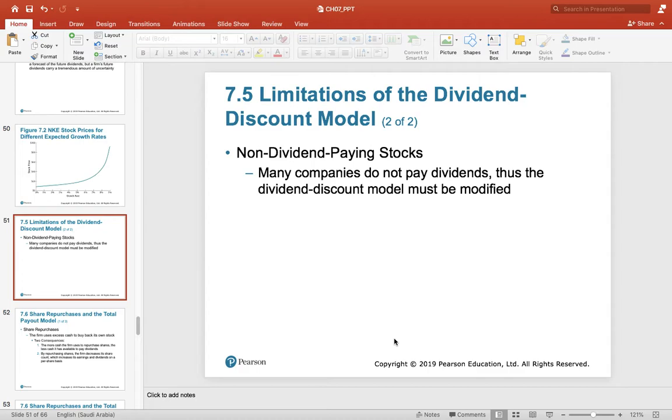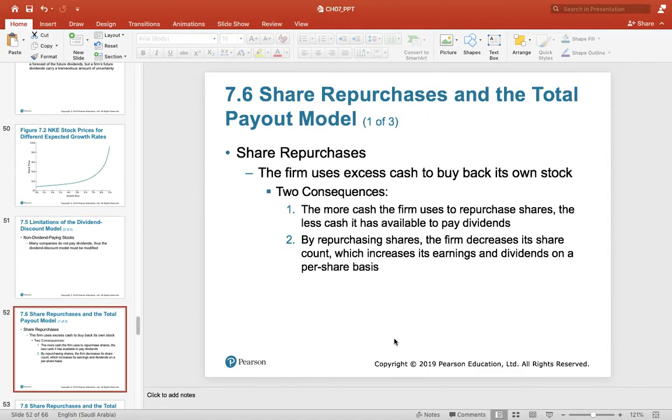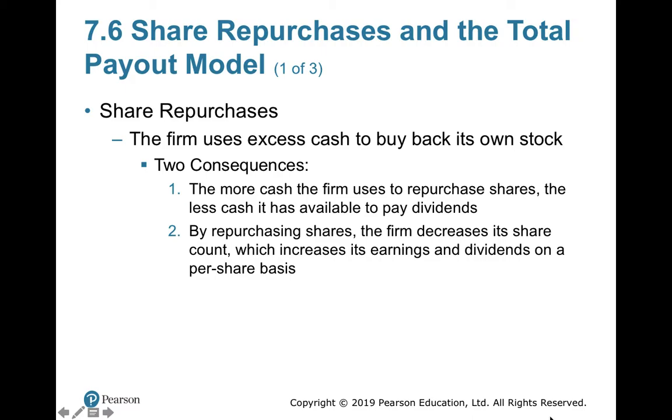But now we will discuss what if the company is not paying dividend, or non-dividend paying stocks. Many companies do not pay dividend, thus the dividend discount model must be modified. We have to make a little modification in the dividend discount model. How? If the company is not paying dividend, it means it is holding the money, right? The retention is more. 100% retention means the money is to be used to repurchase the stock. If that is the case, two consequences are arising.